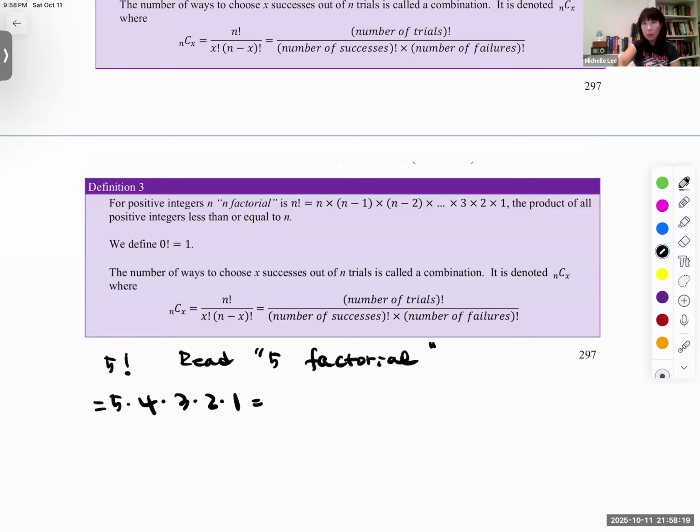Can you please calculate? 120, good. Okay, how about 4 factorial? So 4, start to 4 and 3 times 2 times 1, yeah.